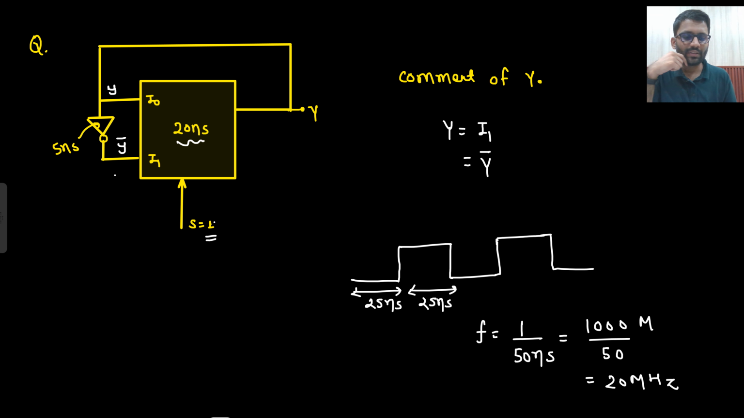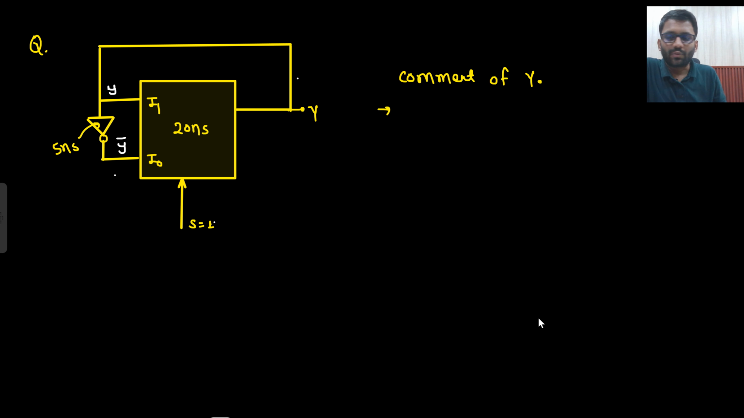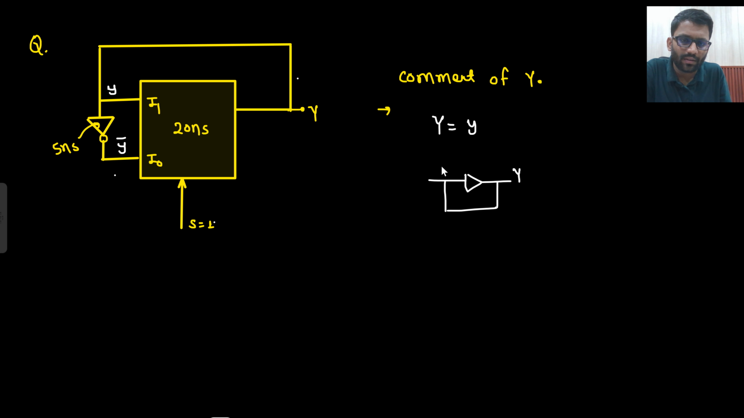Now let's copy this question again. I can frame one more question from here. I have changed the question in this manner. This particular circuitry is given. You need to comment on Y again. So what will be your Y? S is equal to 1. S is fixed, so it will look at only I1, right? And what is I1? I1 is Y only. So Y is equal to Y. Basically this is a buffer, right? And the same way it will keep on going.